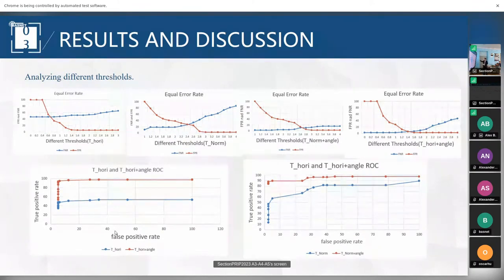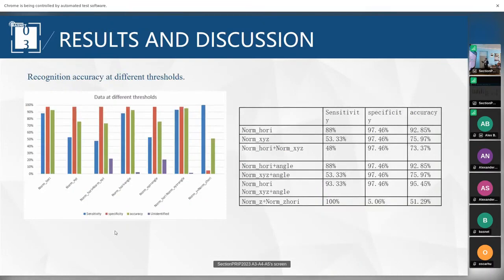At the same time, we analyze the ROC curves and we can see the recall of the combined thresholds is higher than that of a single threshold. This also shows the accuracy of the different thresholds. We can see the results show the accuracy is high when multiple thresholds are used in combination.